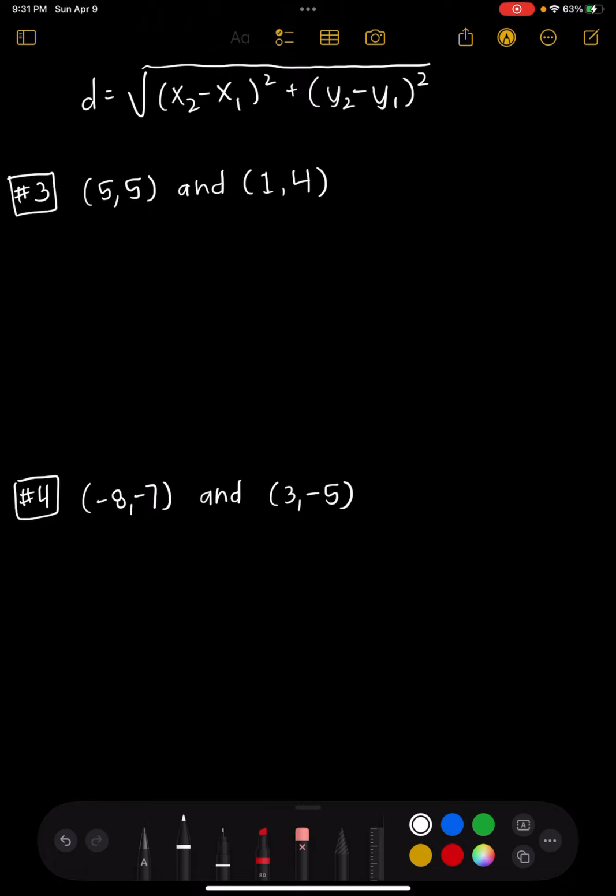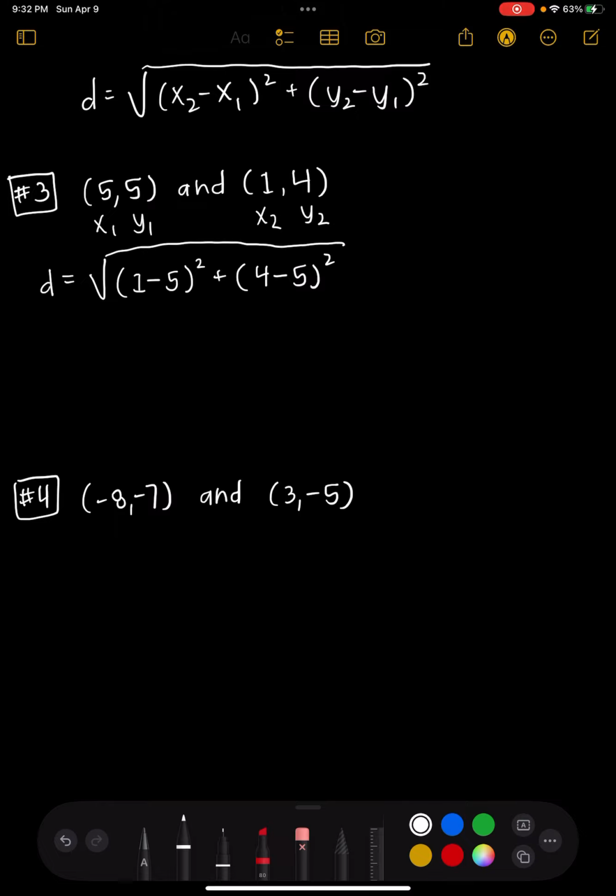So it's just a different formula, but you still set it up the same way in that we want to label our x's and y's first, and then we just plug them straight into the formula. So we know this is x1, this is y1, then we have x2 and y2. So when we plug them into the formula, we have distance is equal to the square root of, you have to start with the second one this time. So x2 is 1 minus x1, which is 5, squared, plus y2, which is 4, minus y1, which is 5, squared, and that's all square rooted.